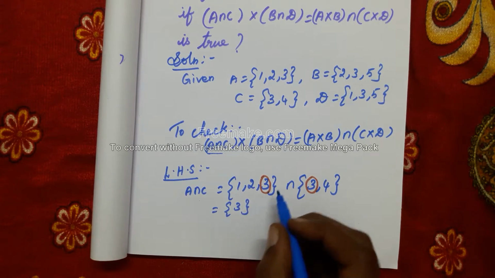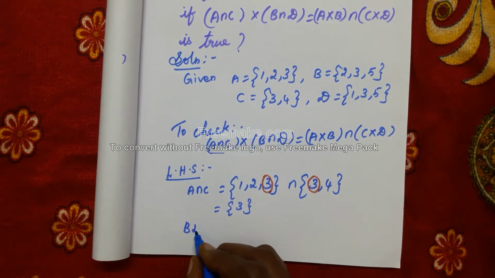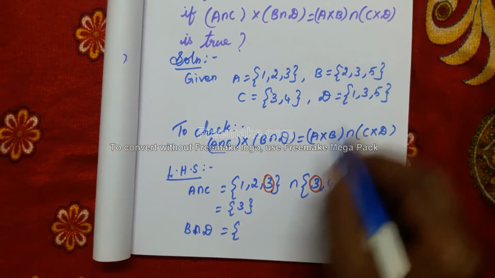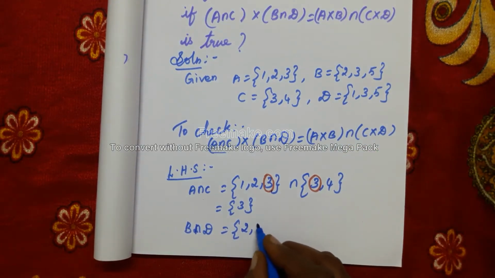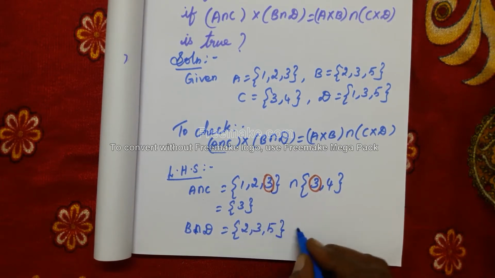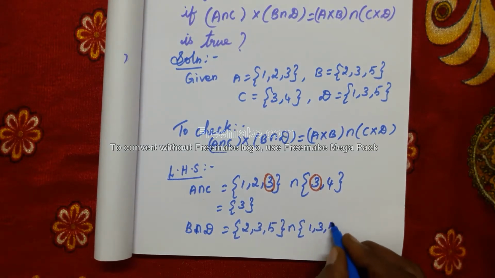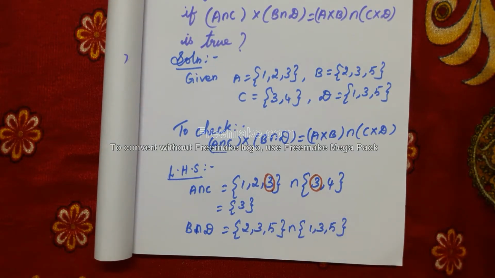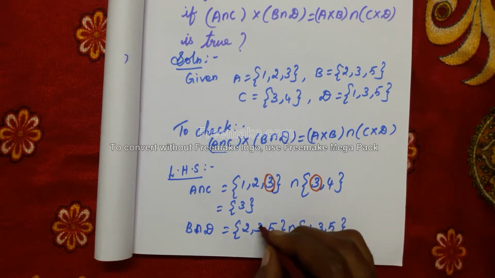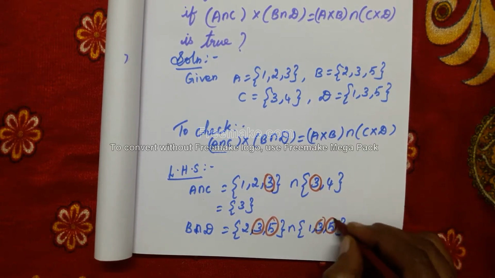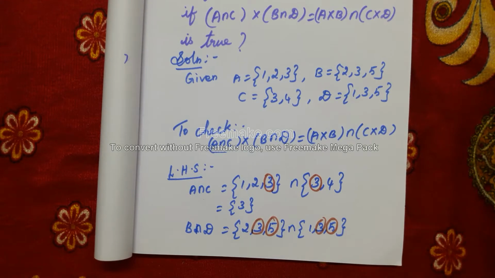Next, we have to find out B intersection D. What is B? 2, 3, 5. What is D? 1, 3, 5. We have to find out the intersection. How can we find out the intersection? Yeah, common elements. Is it 3, 5? Both are also common. So B intersection D is equal to 3, 5.